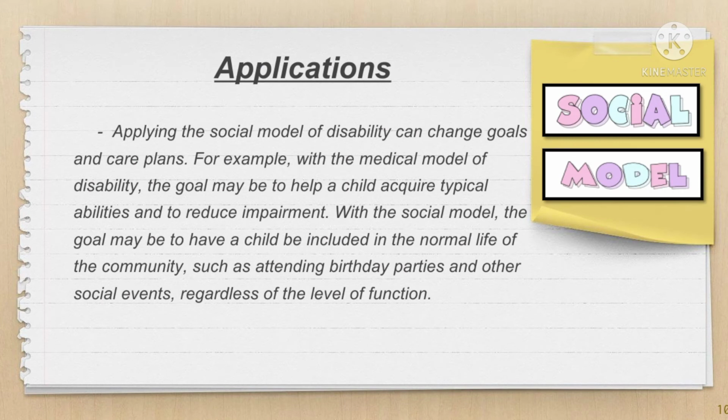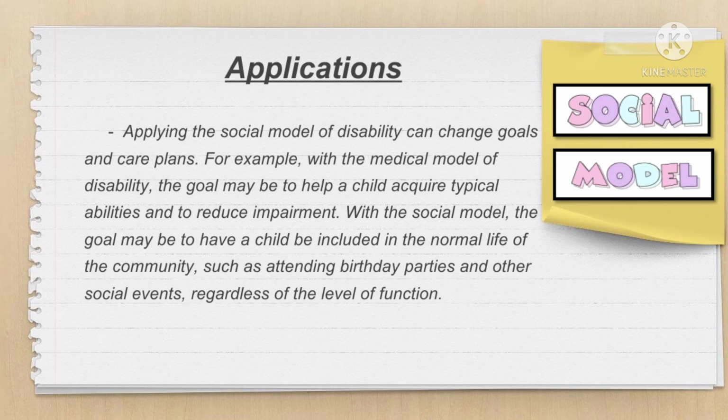Now let's proceed on the social model's application. Applying the social model of disability can change goals and care plans. For example, with the medical model of disability, the goal may be to help a child acquire typical abilities and to reduce impairment. But with the social model, the goal may be to have the child be included in the normal life of the community, such as attending birthday parties and other social events, regardless of the level of function.